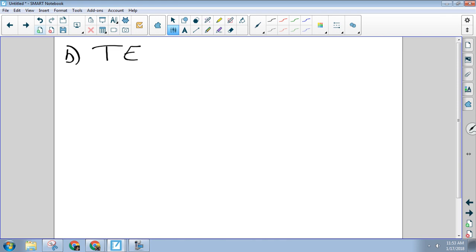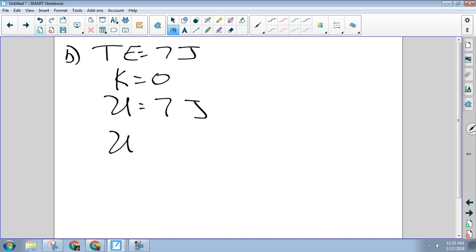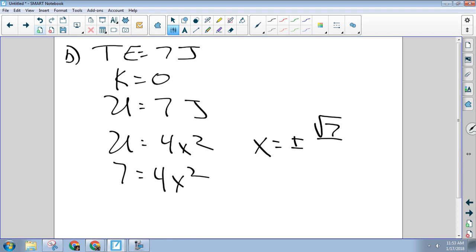So here's what we know. We know our total energy is 7 joules. Part B says calculate the x-coordinate of any points at which the object has 0 kinetic energy. Well, look, if the kinetic energy is 0, then the potential is 7, right? So we know that U is 4x squared. So 7 equals 4x squared, and solve for x. Divide both sides by 4, take the square root, and you get x equals positive or negative root 7 over 2.